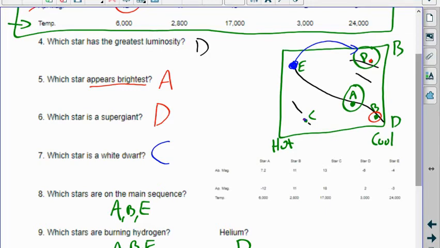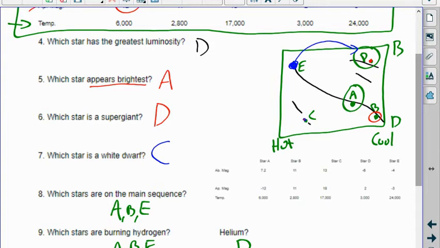Charles? It's probably C, just because white dwarfs are really, really small because they go through all the gas and the block. I agree that it is star C, and I have to find my stamp. And I'll give it to you in a second. So it is star C.